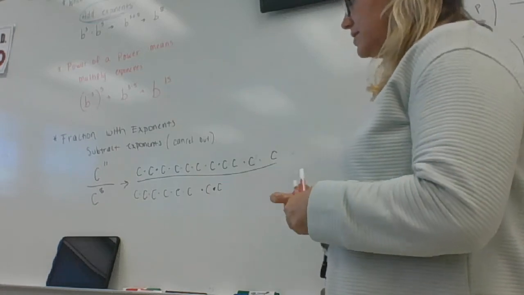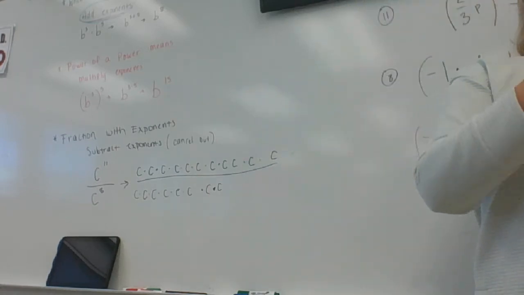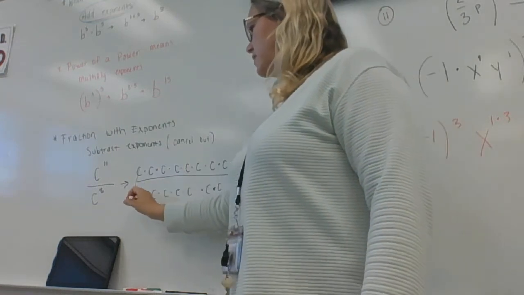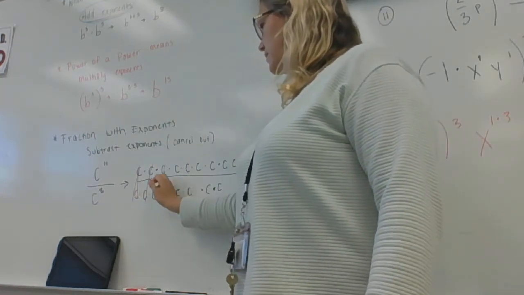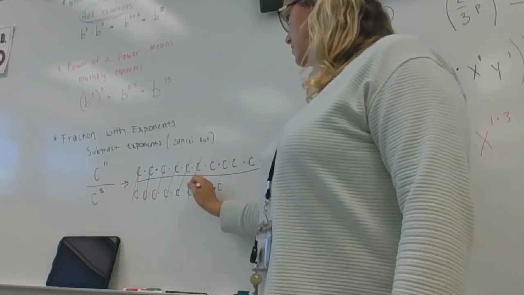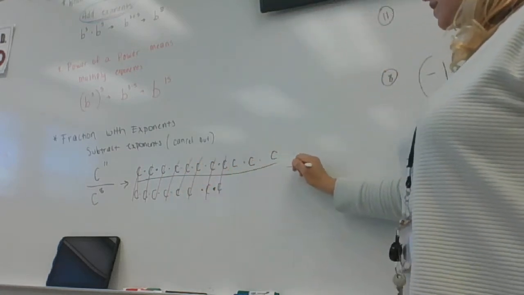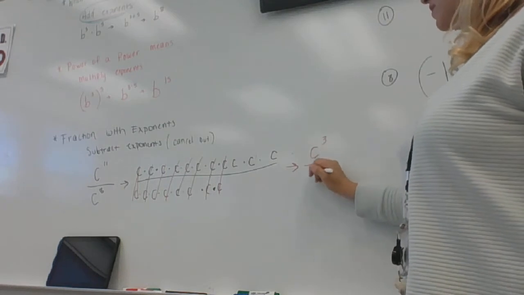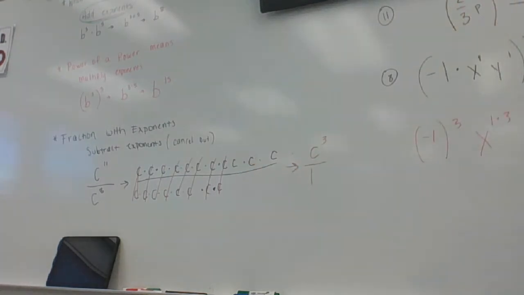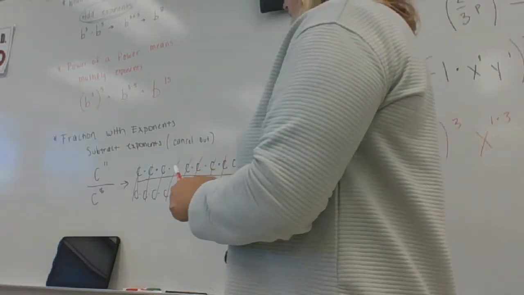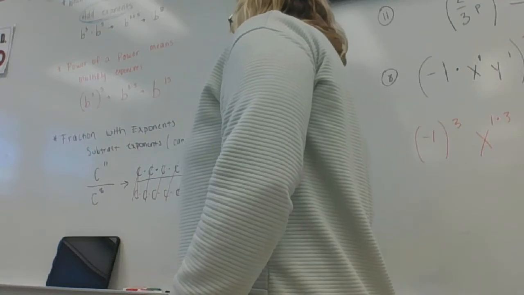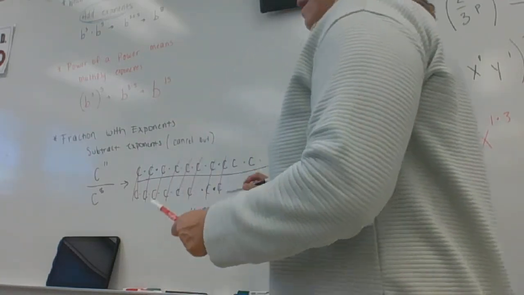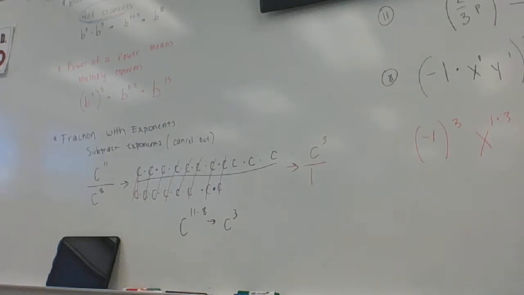So if I just canceled out, you guys know anything over itself is 1. So this cancels to be 1. This is 1. This is 1. This is 1. This is 1. If I cancel out, I end up with C to the third. There's nothing down below, so it's a 1. Right? And that's the same as if in the very first step I would have just done 11 take away 8 is 3. So subtraction is really a shortcut to canceling out. Writing the ones on top, the ones on bottom, and canceling.